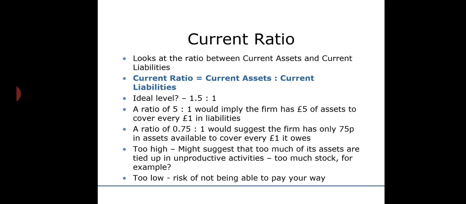So here you have to just mention the definition of the current ratio. Current ratio means the ratio between current assets and current liabilities. Okay, and the ideal ratio is 1.5 to 1. That question will be asked in the MCQ, so you should remember the ideal level first.